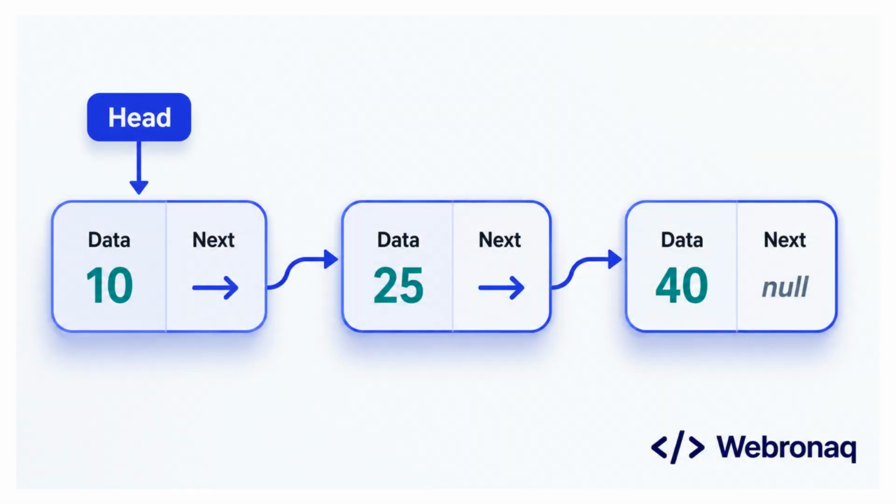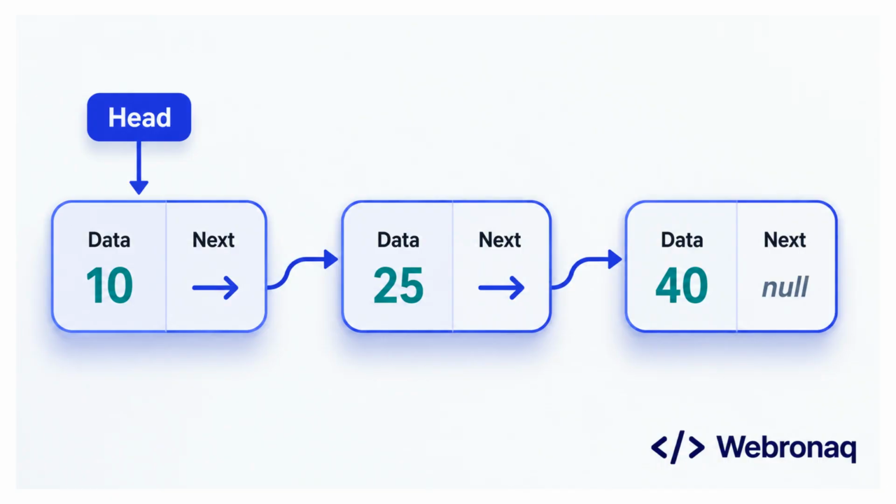Alright, so here is the core idea. A linked list is made up of individual units called nodes. Each node holds 2 things: a data field which stores the actual value, and a pointer which stores the address of the next node in the sequence. Think of it like a treasure hunt. Each clue does not just give you information, it also tells you exactly where to go next.